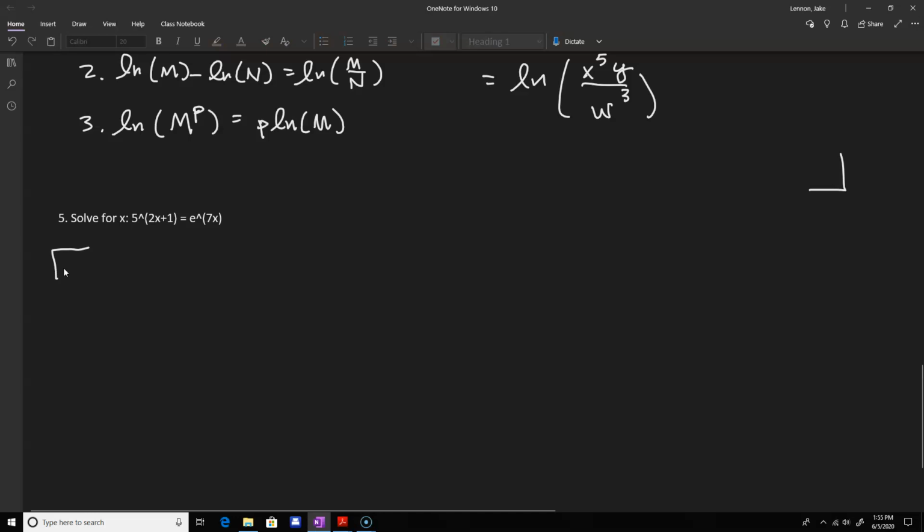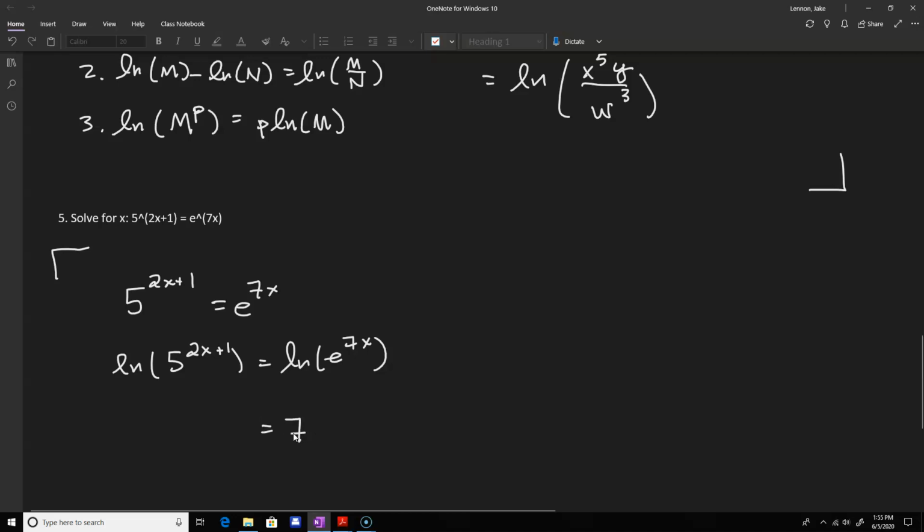Okay, so for number 5, we have 5 raised to the 2x plus 1 equals e raised to the 7x. So we want to solve for x. The first thing we need to do is take a log of both sides. Let's take natural log because it'll cancel on the right hand side with exponentiating by base e. So on the right hand side we'll just be left with 7x, and on the left hand side we can bring down the 2x plus 1 in front, and we'll just have the natural log of 5.